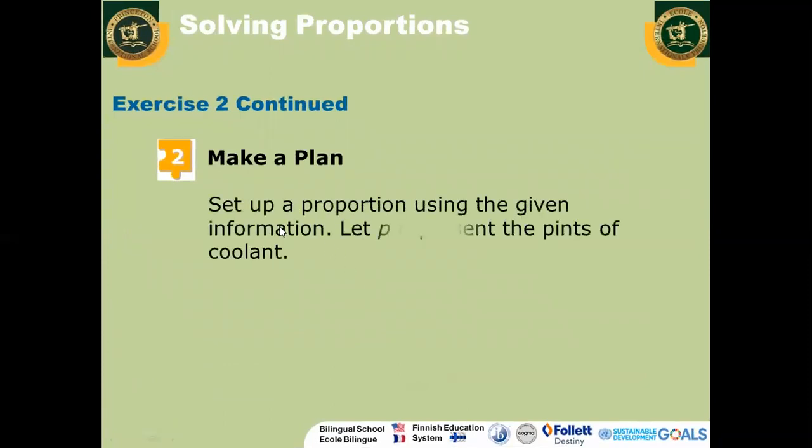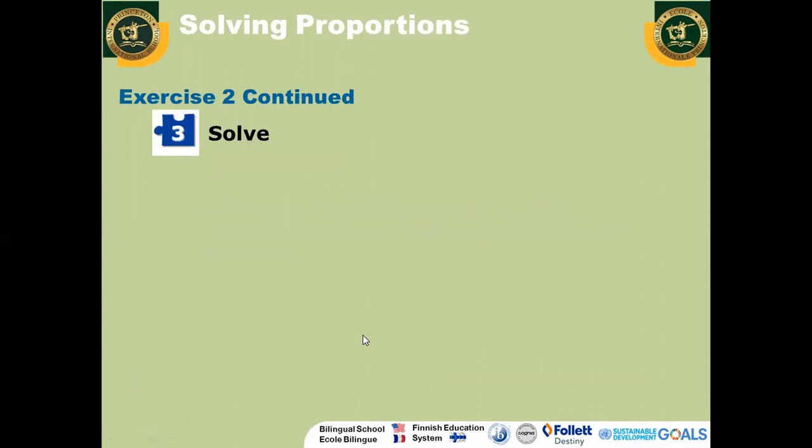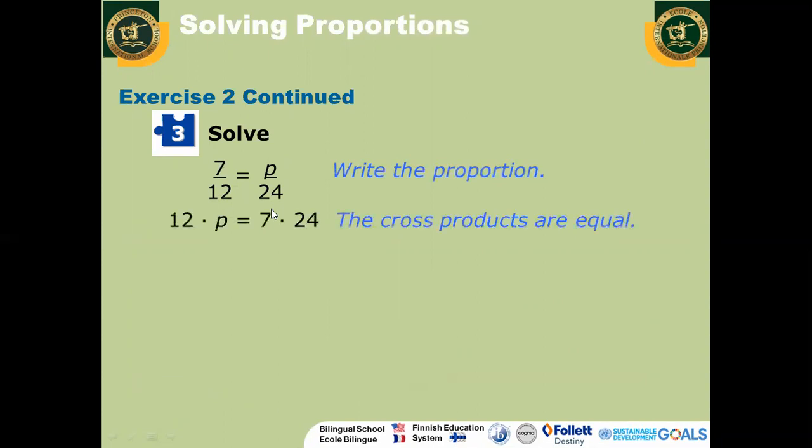Make a plan. Set up a proportion using the given information. Let P represent the pints of coolant. So the 7 pints has 12 inches. So how many pints to 24 inches? Now we can solve by cross product. 7 over 12 equals P over 24.